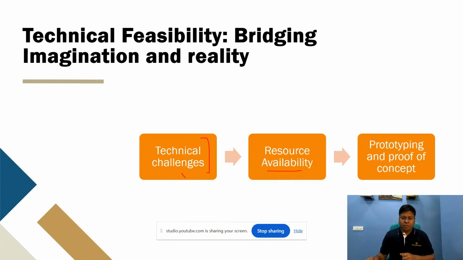Once you have overcome these two things, think about prototyping and proof of concept. Because the idea may be good, you have overcome the technical challenges, overcome the resource availability, but do not start with a full scale production. Develop a proof of concept. It will help you to test technical assumptions at a very early stage.